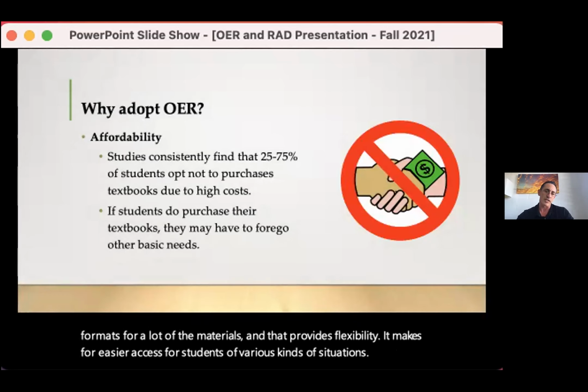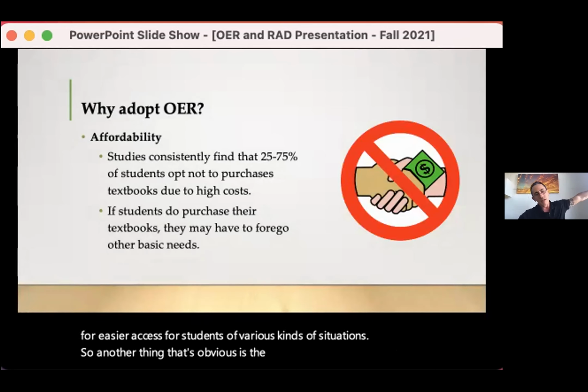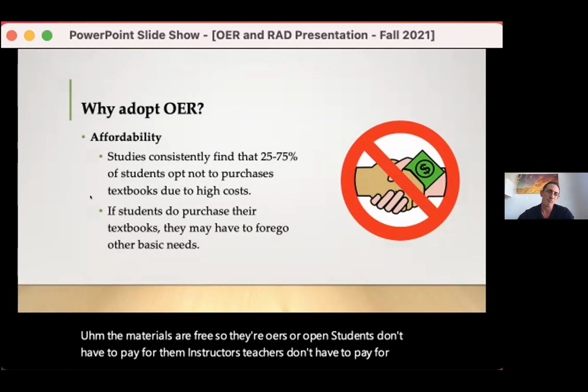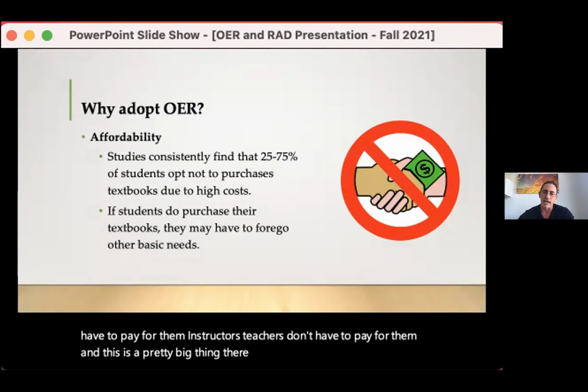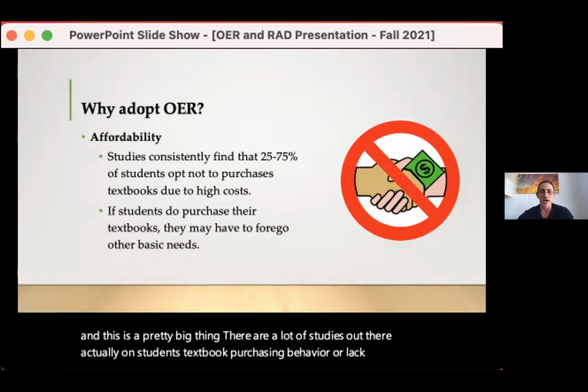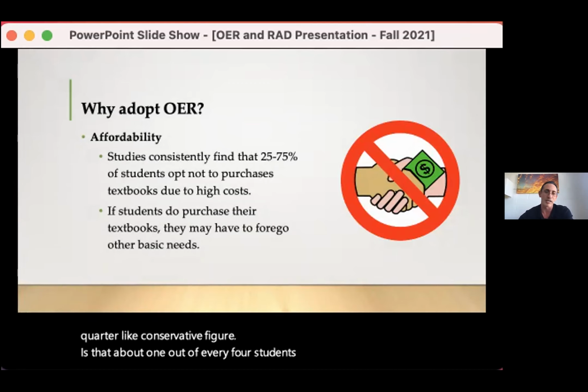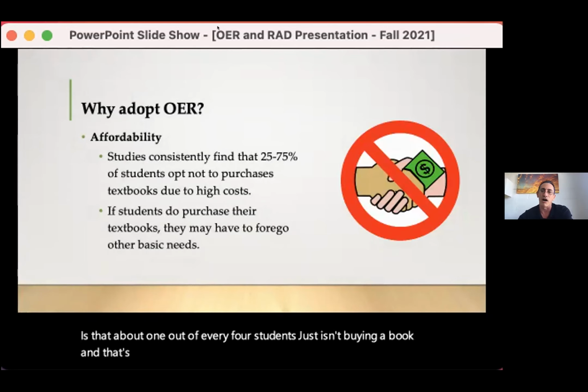So another thing that's obvious is the affordability factor. The materials are free, so OERs are open. Students don't have to pay for them. Instructors, teachers don't have to pay for them. And this is a pretty big thing. There are a lot of studies out there on students' textbook purchasing behavior, or lack thereof. And on the lower end of these different studies, it shows that about a quarter, a conservative figure, is that about 1 out of every 4 students just isn't buying a book. And that's typically due to the high cost.